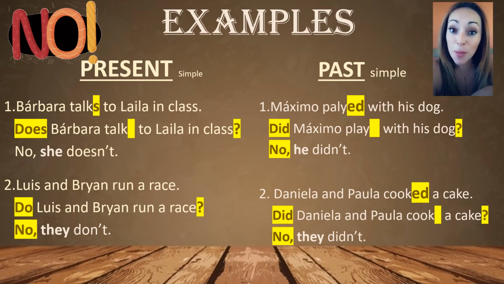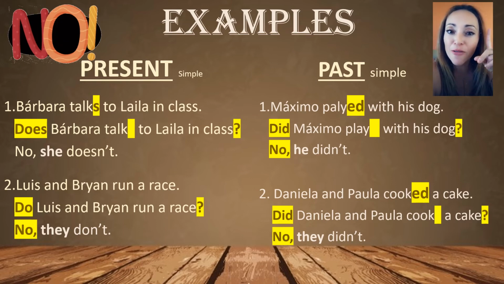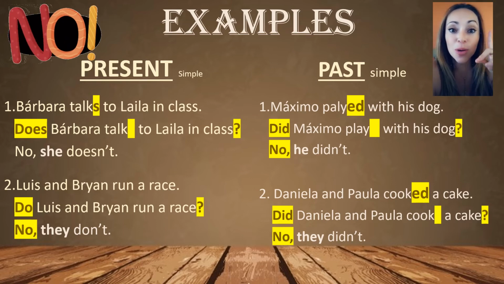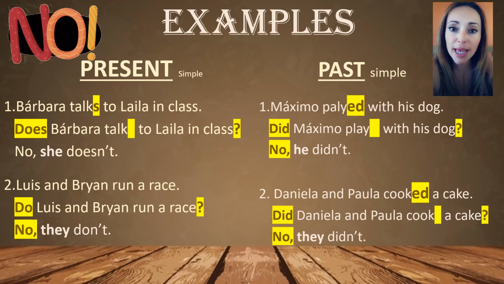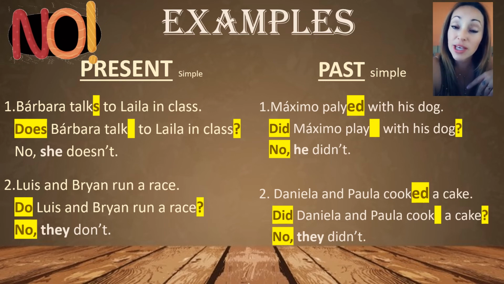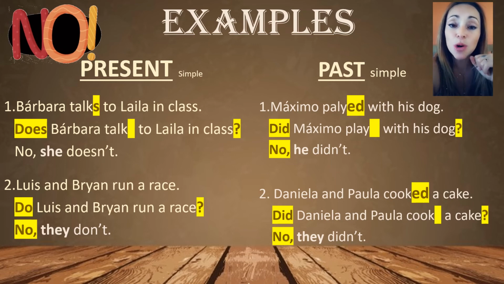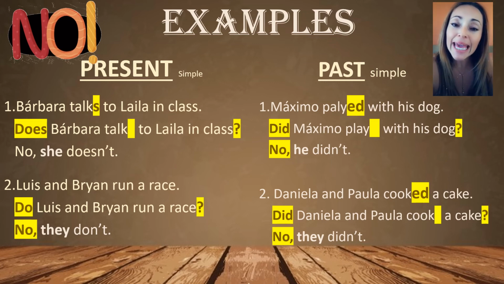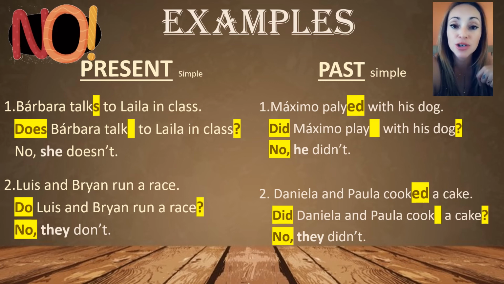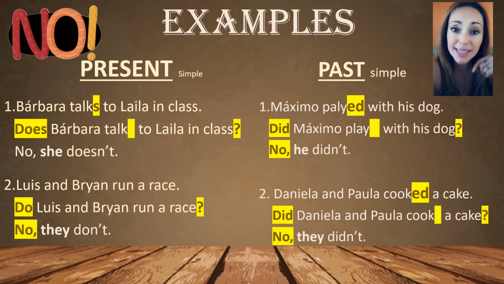Now, in past simple, it's really easy because we only have one option, did. Example number 1. Maximo played with his dog. Remember, quick reminder, in past simple, the verbs end with ed, regular verbs. So, it's going to be very easy, our question. We're going to start with did. Did Maximo play with his dog? Question mark. And yes, we're going to take off the ed because we already have the past simple in did. And the short negative answer, it's going to be no, he didn't.